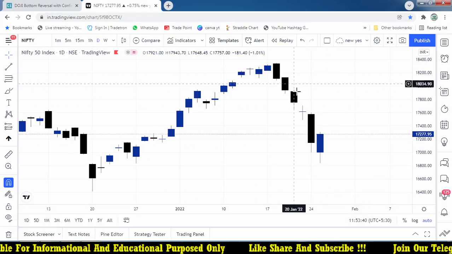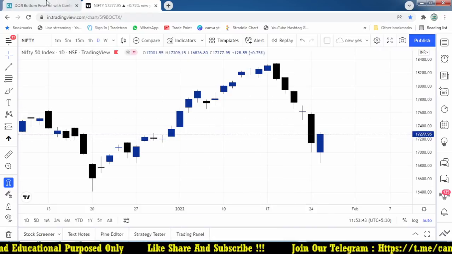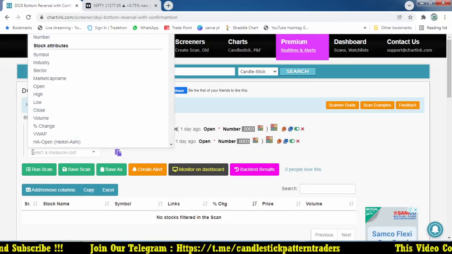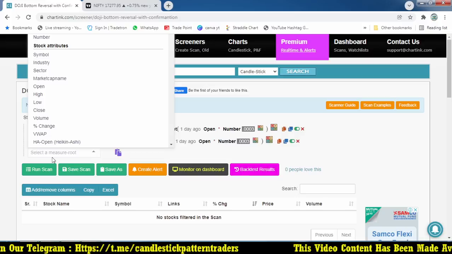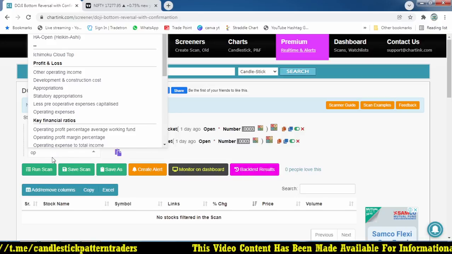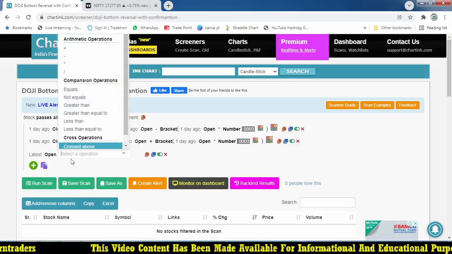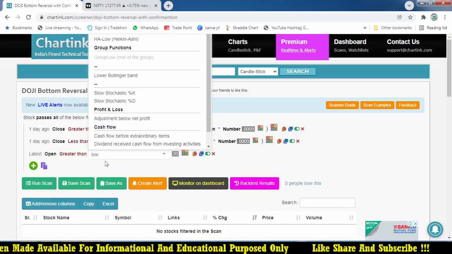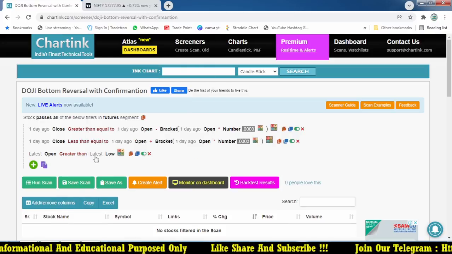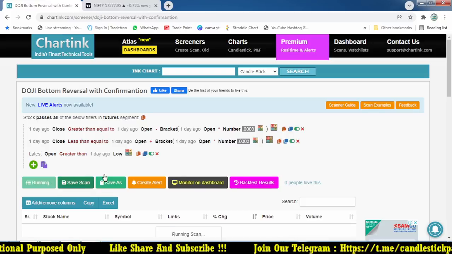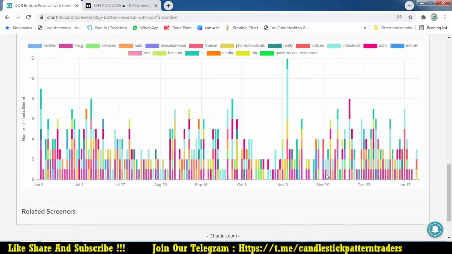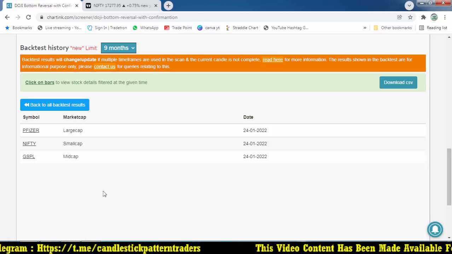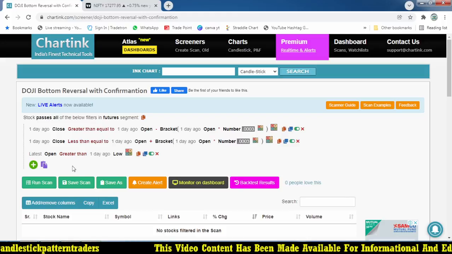This is the way we check whether the code is working or not. Then we are going to use something important. This will help you find that the open must be greater than the low of 1 day ago. This will help you find the stock which is forming such a kind of pattern. So the next day open should be greater than the low of the previous day.